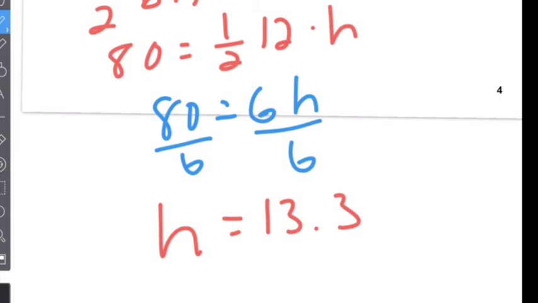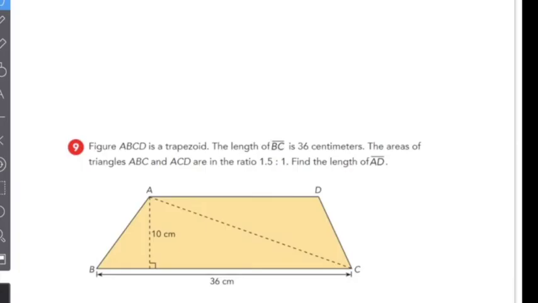So we round to the tenths, so it's 13.3 centimeters is that answer. Okay, the next one's a little tricky. We're not going to have one like this on the test, but I think we should do it anyway because it's a pretty good problem. I'm going to do all my work up top because I have room up there.